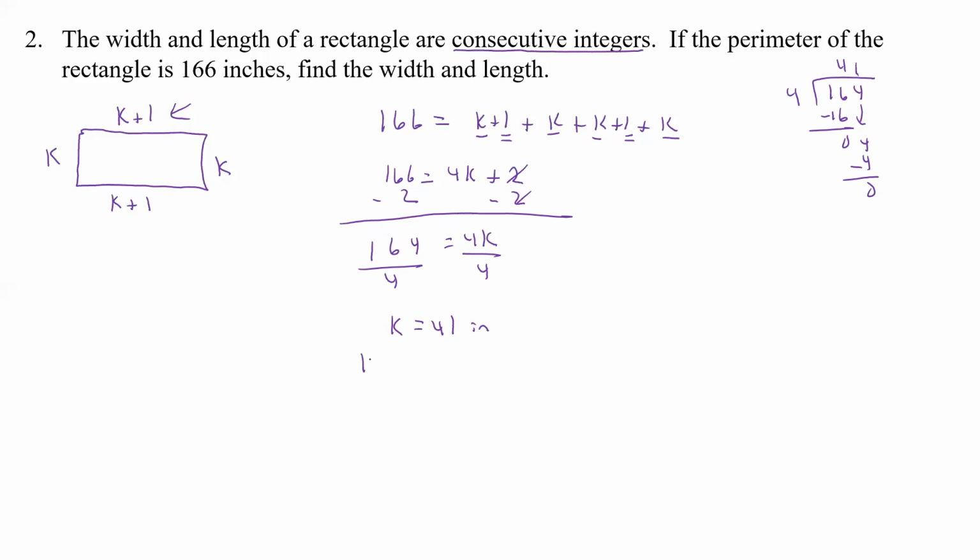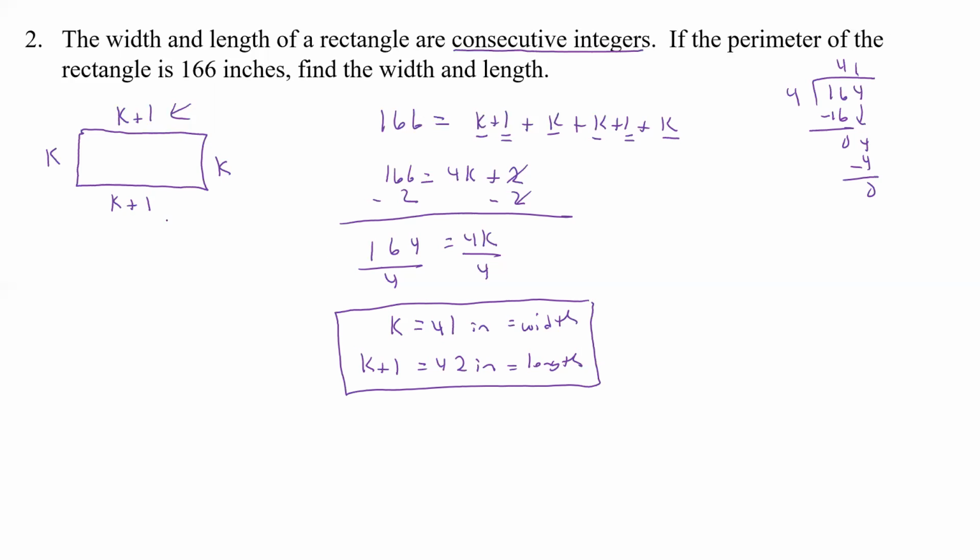Our next one is k plus 1. What's 41 plus 1? That's 42 inches. So this is the width, and this is the length. So that is what we have. And this is k plus 1. We could say k equals the width.